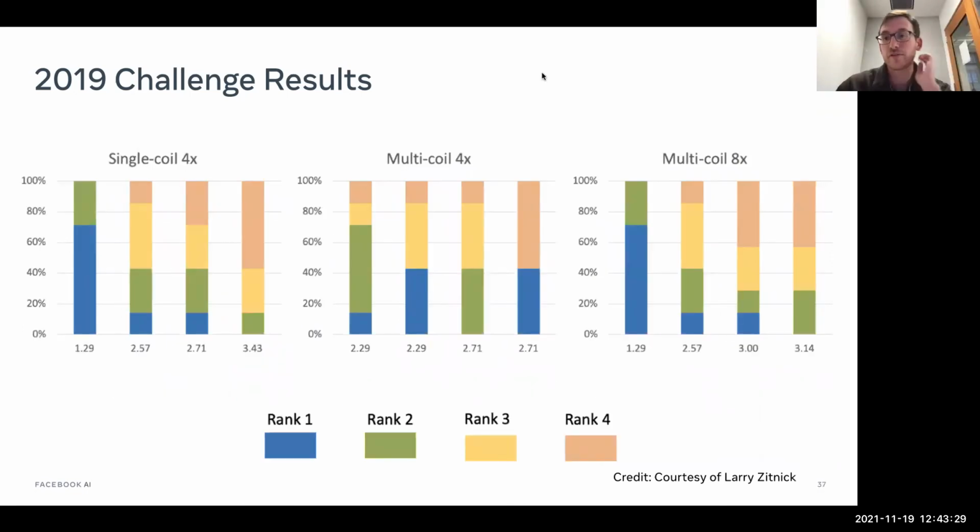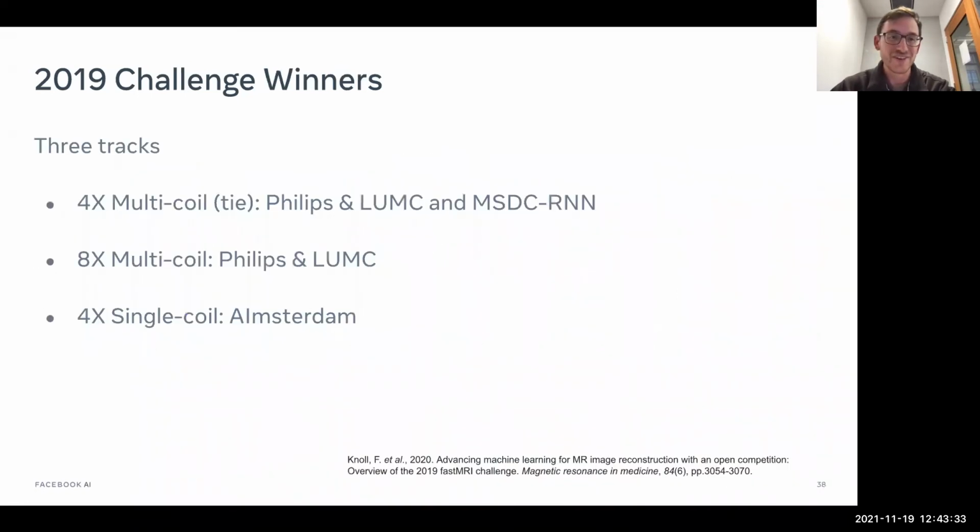Yeah, and so this is going to pop up more in the next challenge. First of all, I want to highlight the winners from the 2019 challenge. The 4X, as you can imagine, had a tie among radiologist rankings. So two groups had the exact same average radiologist ranking. Philips and LUMC and MSDC are in it. For the 8X, Philips and LUMC won. And then for the 4X single coil, it was a group from the University of Amsterdam.